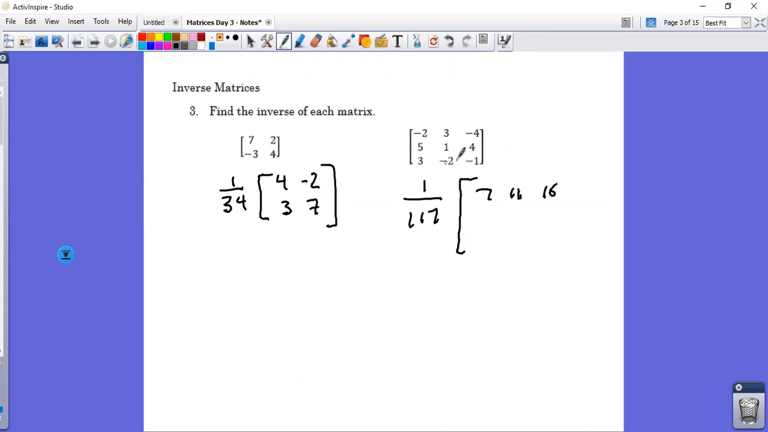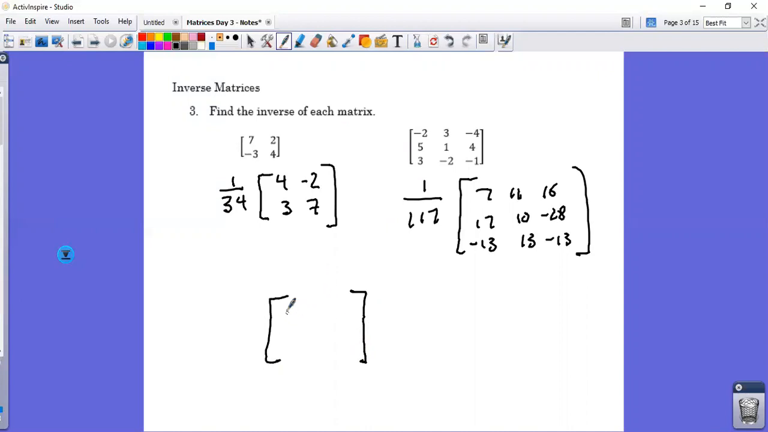So I cannot look at these and they're not just switched around. Doesn't work. So finding the inverse of this matrix is a long process. So we are going to do it with the calculator every time. That's it. So inverse.